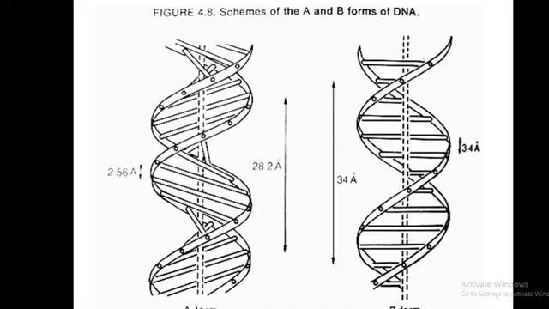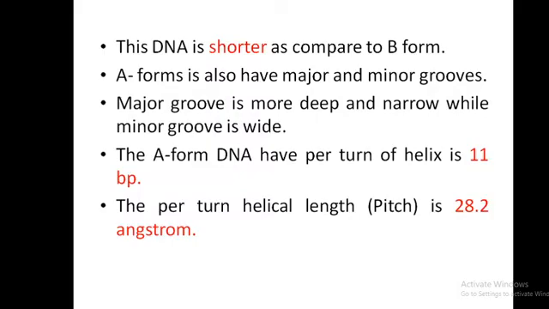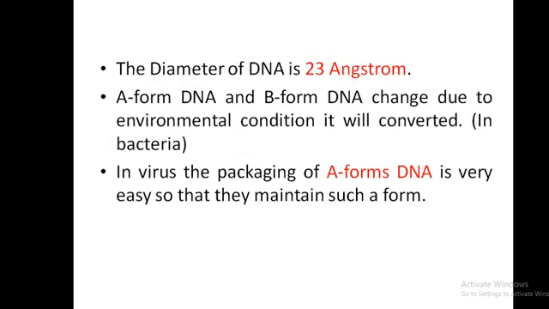We have just discussed the diagrams. Next, this DNA is shorter as compared to B form. A form DNAs always have major grooves and minor grooves. The major groove is deep and narrow, while the minor groove is wide. A form DNA has 11 base pairs per turn of helix. The per turn helical length, that is the pitch, is 28.2 angstroms. The diameter of the DNA is 23 angstroms.